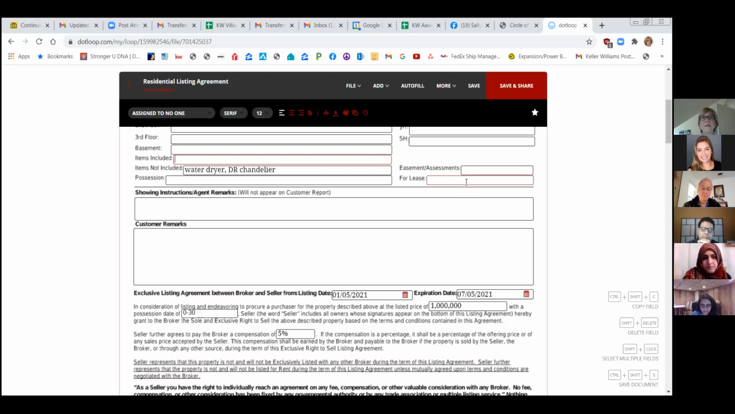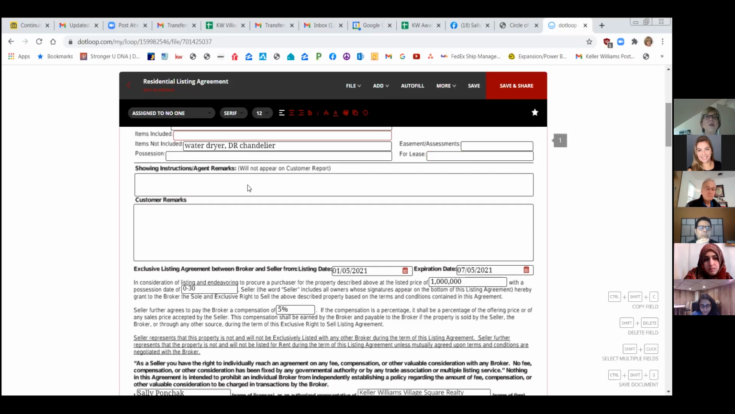If the house is also for lease as well as for sale, you're going to put a Y or a yes in here. Sometimes people decide, let's put it up for lease and for sale, and just whichever one happens first is what we'll do.